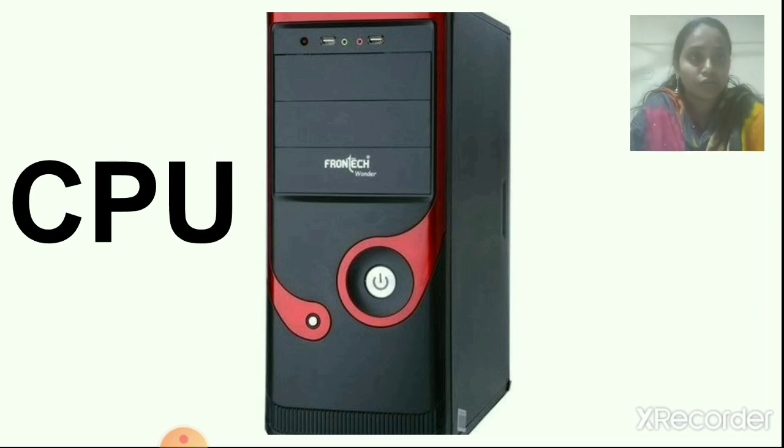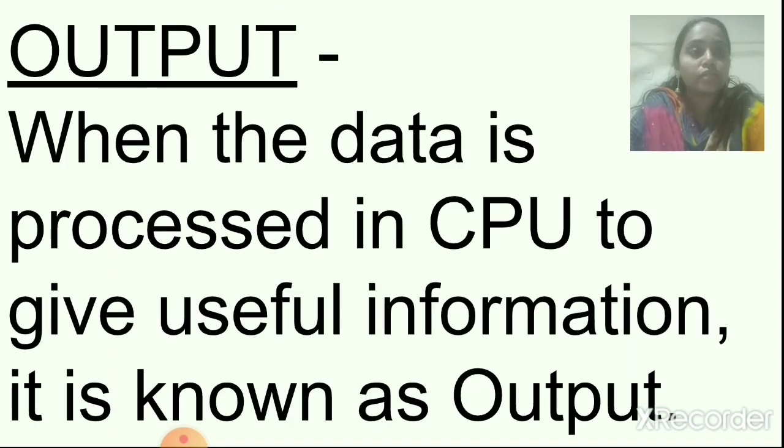It processes the instruction, it processes the input which we are providing to the computer, which we give using keyboard and mouse. Okay, now next is output. What is output? When the data is processed in the CPU to give useful information, it is known as output. See, when we give the input to the computer, it goes into the CPU. Then the CPU processes the information and gives us a correct result, a correct answer, an output.